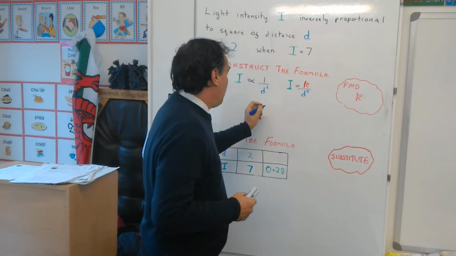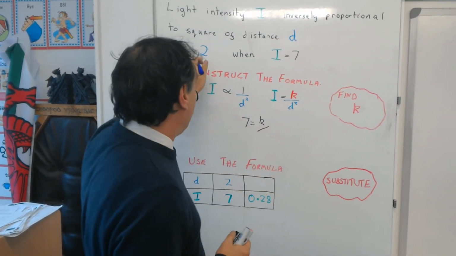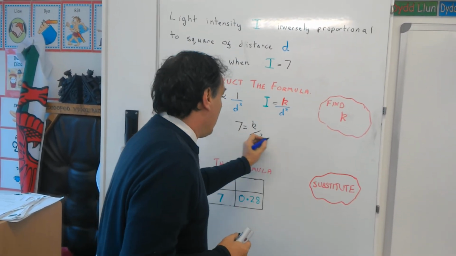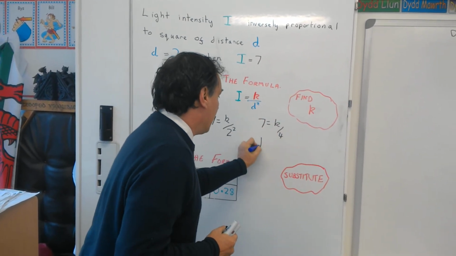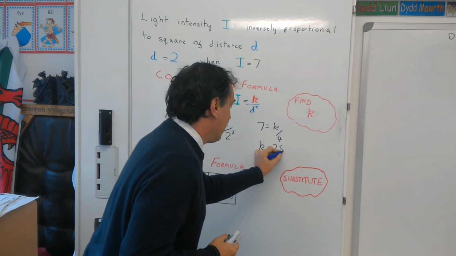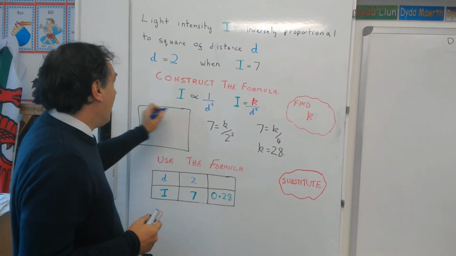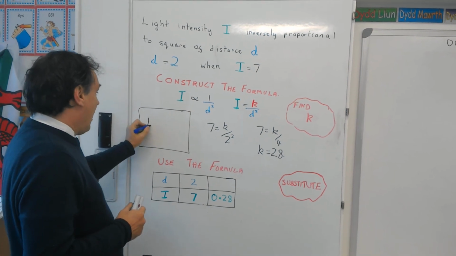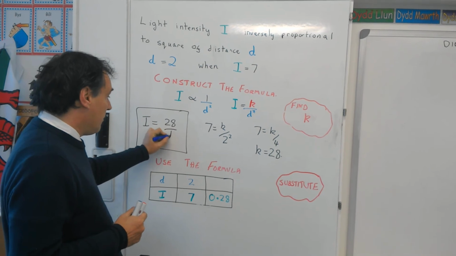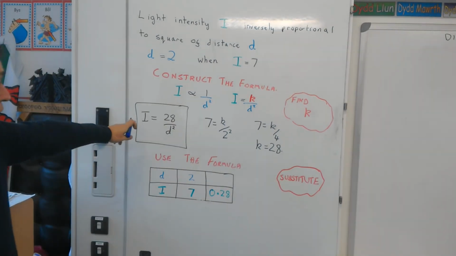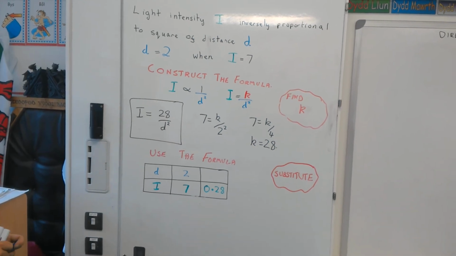So my I is 7, so 7 is equal to k over 2 squared. So 7 equals k over 4, which gives us k equals 28. That means now our formula, let's box the formula up, is I equals 28, that value for k, divided by d squared. So the I and the d squared have returned, and we've now substituted that value for k.